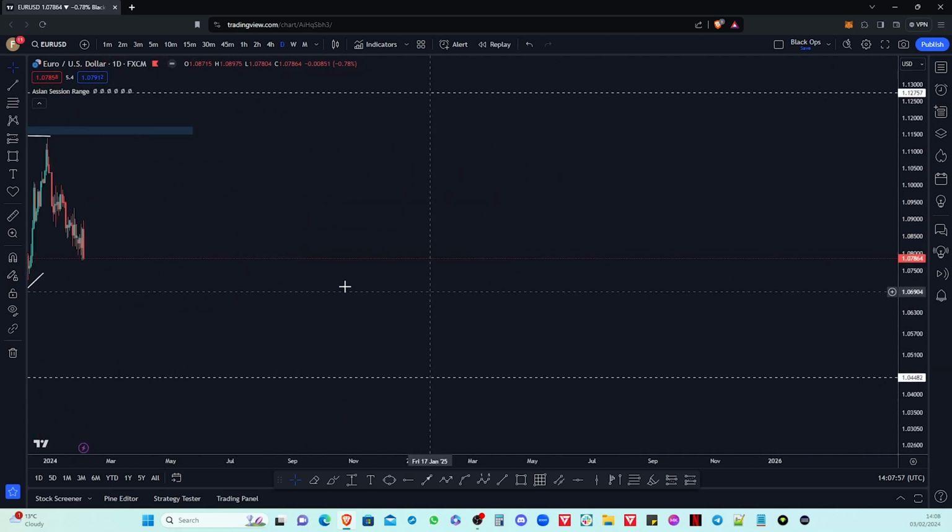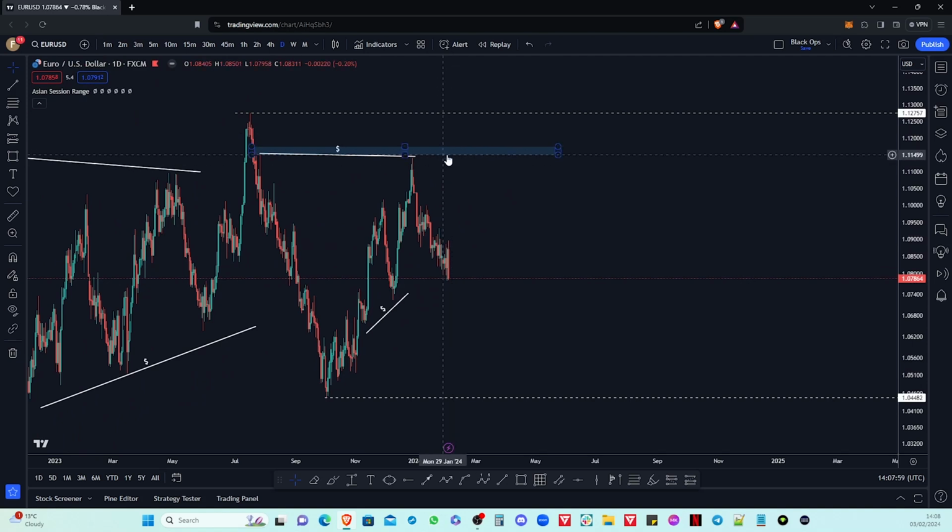So I'm thinking, okay, we could move up, and if we do move up, we're going to take this liquidity here, take this high, fill this fair value gap, and continue moving.